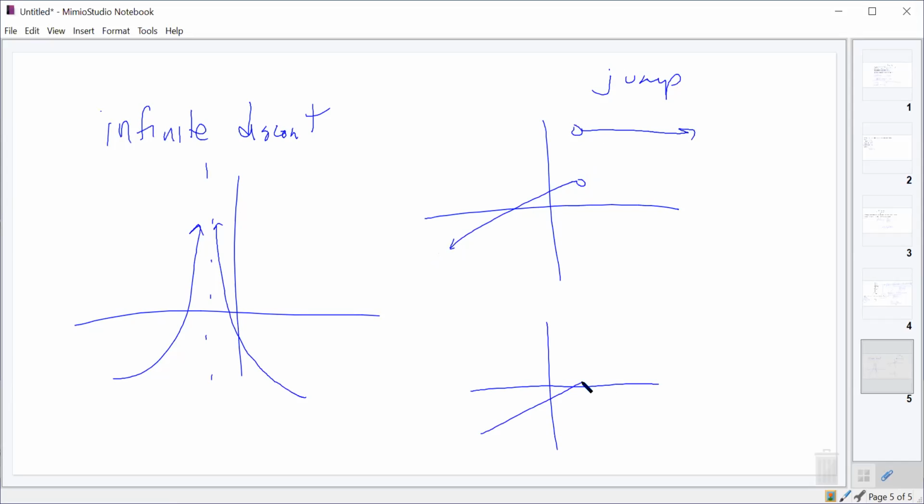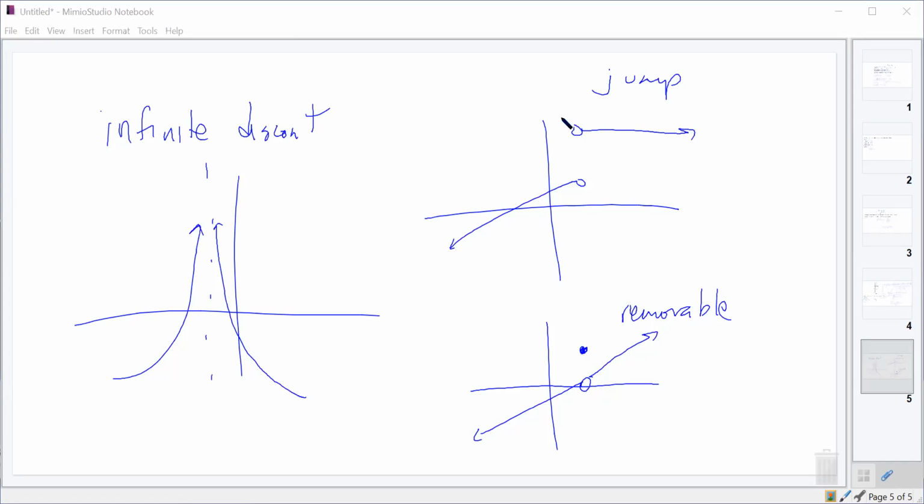And then a removable discontinuity is where we just have a hole in the graph. We may or may not have that point filled in elsewhere on the graph, but that's a removable discontinuity. Whether it's got that point or it doesn't, it's still a removable discontinuity. And then let's see, the effects.